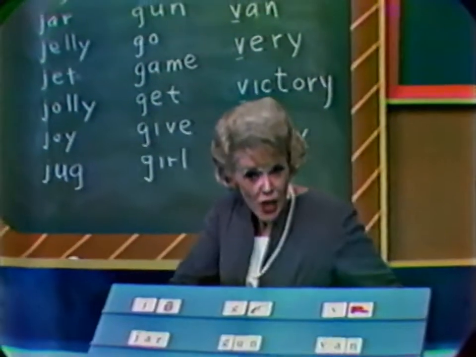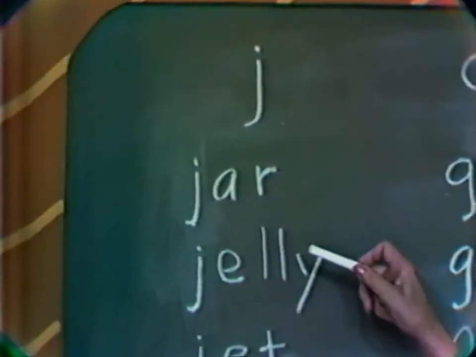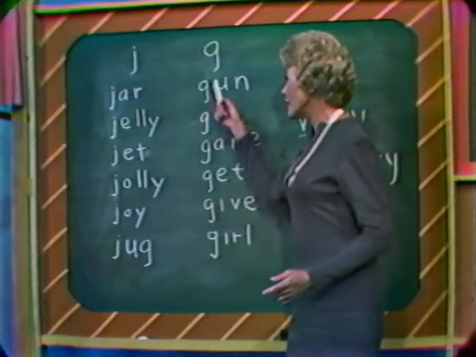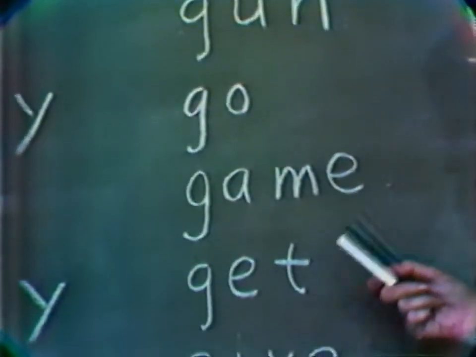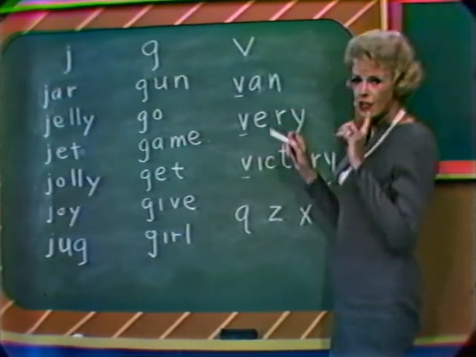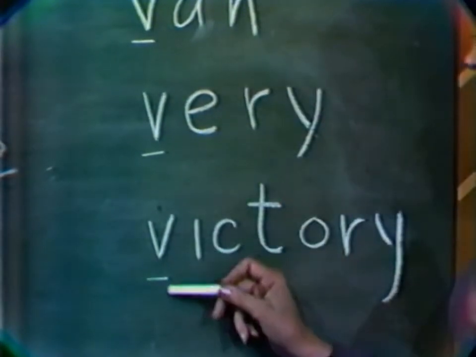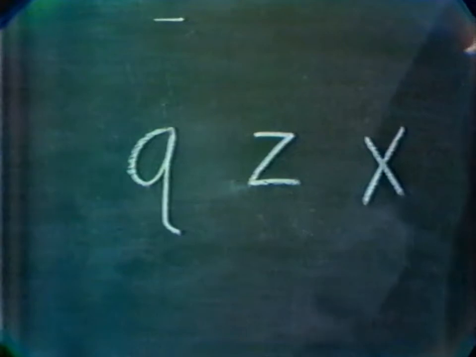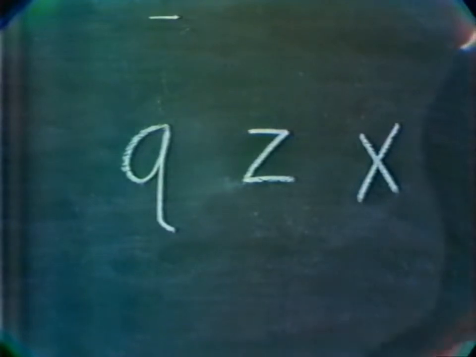Now let's look at some words with our new letters. Here is J, and it says J as in jar, jelly, jet, jolly, joy, and jug. And here is G, gun, go, game, get, give, girl. And here is V, and it says V as in van, very, and V for victory. Do you remember yesterday's letters? Q, queen, quick queen, and Z, zebra, and X, box.